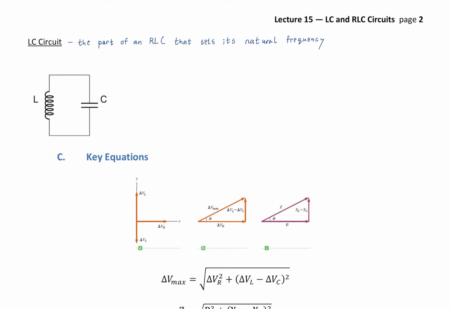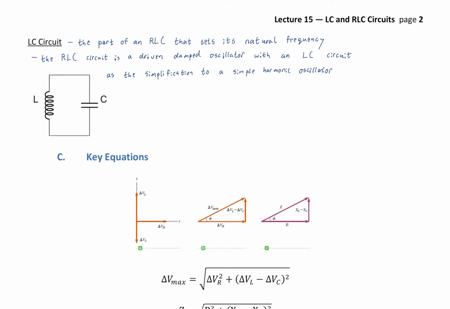There's no source of EMF. There's no AC source. There's just an inductor and a capacitor. Notice also there's no resistor. So this is just a perfect oscillator. No slowing down, no loss of energy. The energy is just going to oscillate back and forth. It's going to slosh back and forth between the inductor and the capacitor. Okay, so the RLC circuit is a driven damped oscillator.